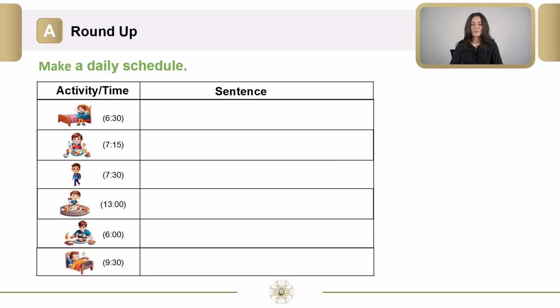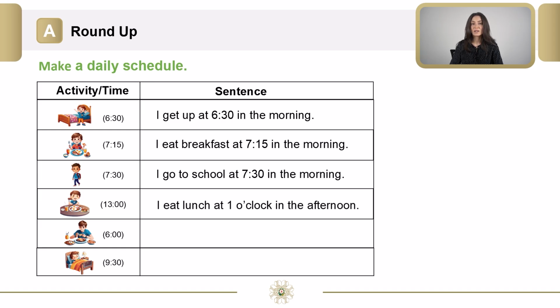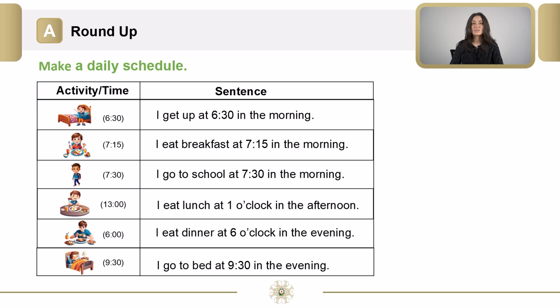Let's check. I get up at 6:30 in the morning. I eat breakfast at 7:15 in the morning. I go to school at 7:30 in the morning. I eat lunch at 1 o'clock in the afternoon. I eat dinner at 6 o'clock in the evening. And lastly, I go to bed at 9:30 in the evening. Well done!